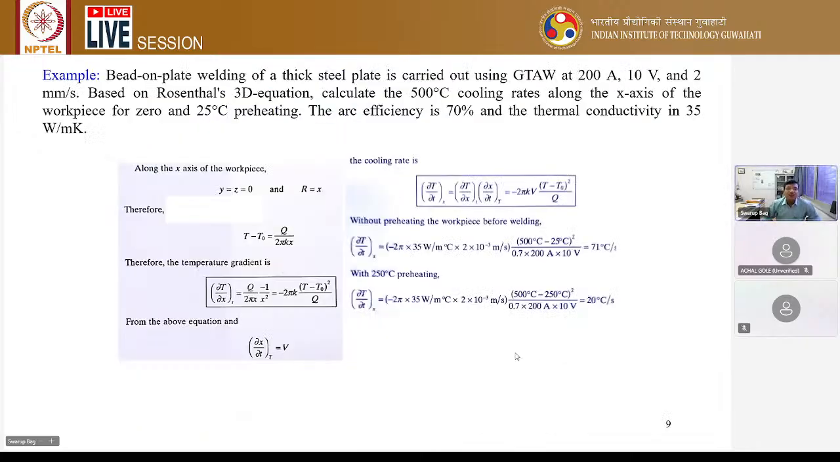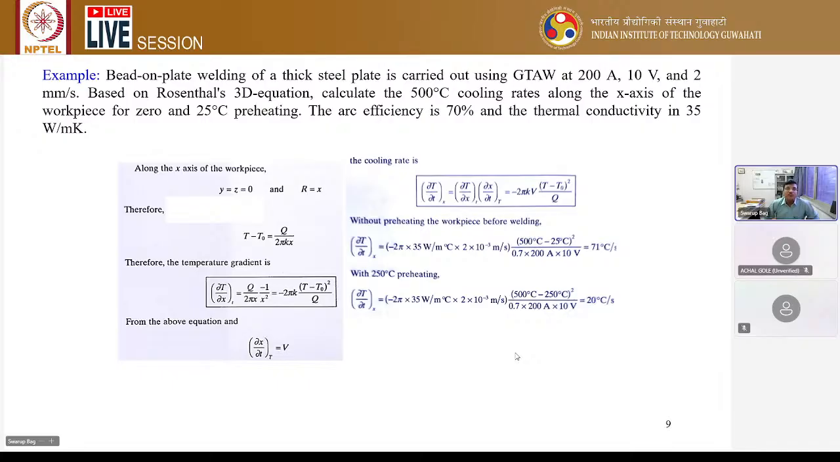Now here's an example, given that sometimes we find it difficult to understand the numerical problem. So we just pick up one example. Bead-on-plate welding of a very thick steel plate is basically carried out using the GTAW process at 200 ampere current and 10 volt. That can be measured, and 2 millimeter per second is the welding velocity.